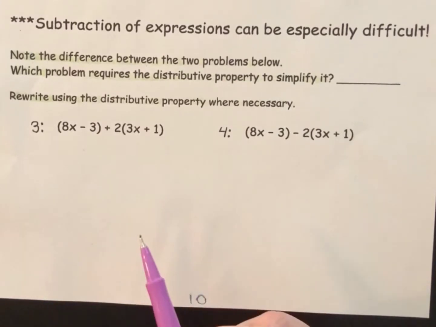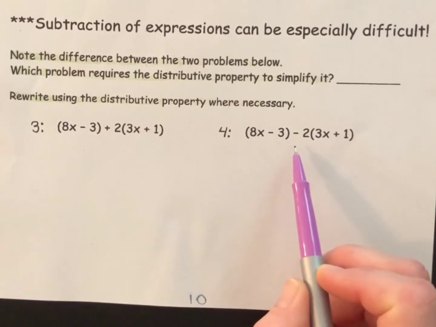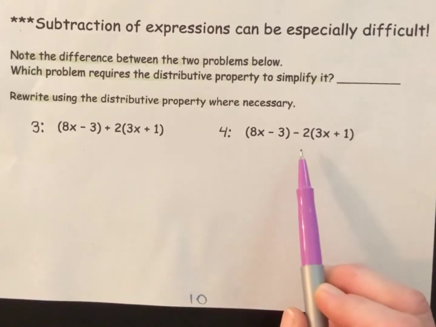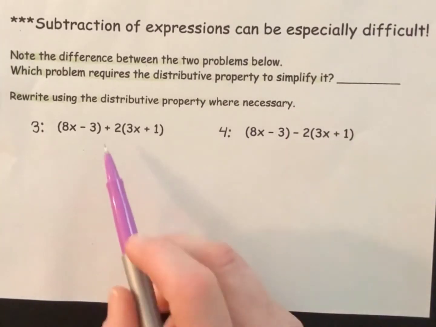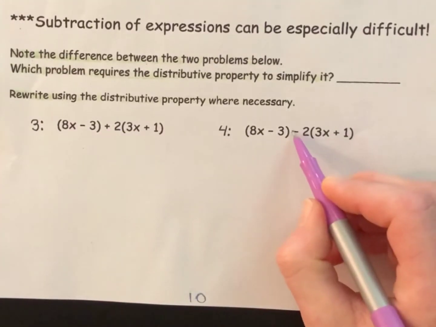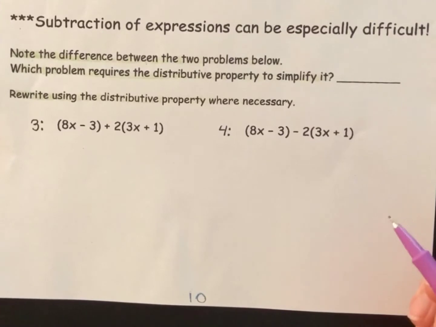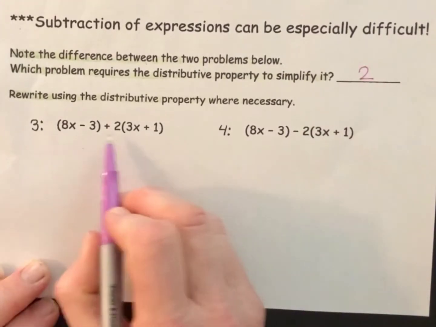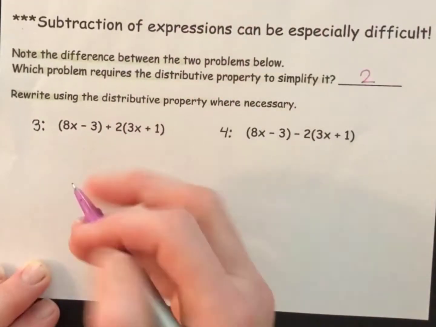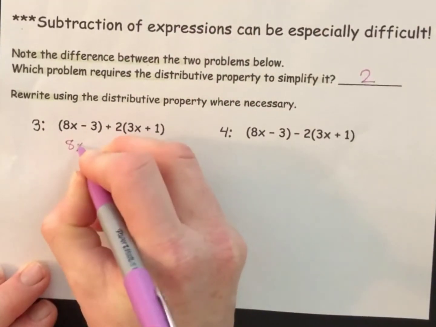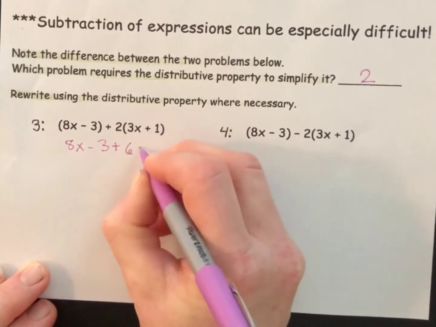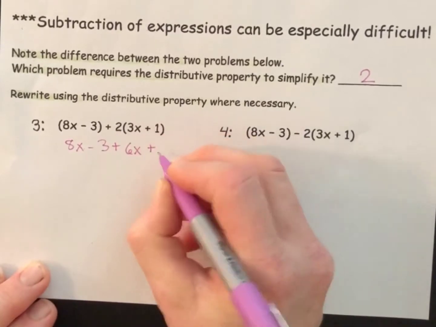These involve, or at least this one involves subtraction. So we'll solve this, and then we'll solve this, which is essentially the same, except this plus is a minus here. And we'll see how it's different. Now let me go ahead and do this. This is very similar to that one, so I'll do the same procedure. 8x minus 3 plus 2 times 3x is 6x plus 2 times 1 is 2.